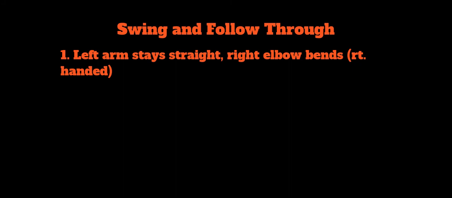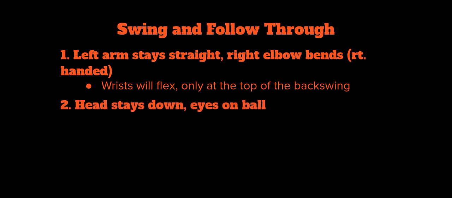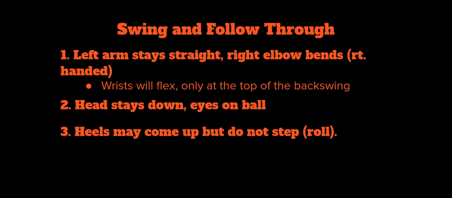And then the swing and the follow through. So on the swing, your left arm, so this is for right-handed players, would stay straight and your right elbow would bend in towards your ribs. The right elbow would do this as this would be on the takeaway. When you get towards the middle or top of your backswing, your wrist will flex at that point. Head stays down, eyes on the ball. Heels will roll from side to side, but you don't pick them up or take a step or step out of the hit on the follow through.